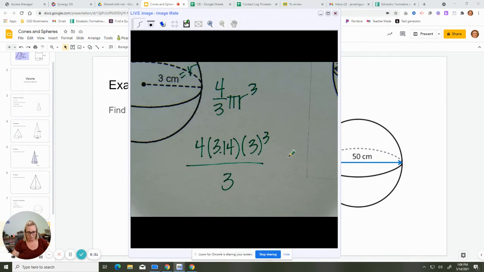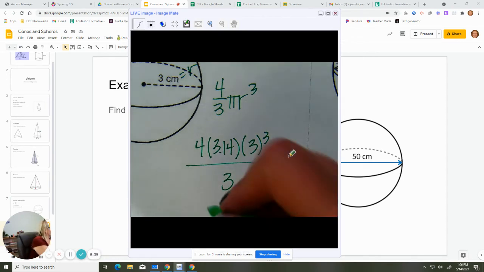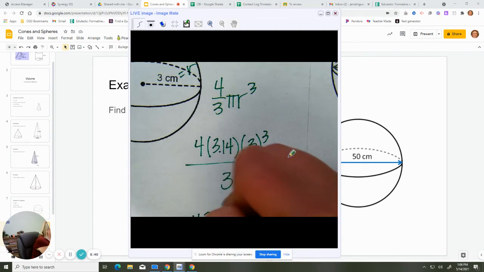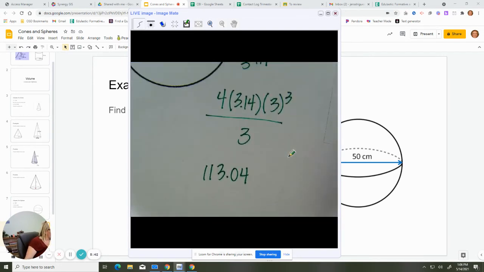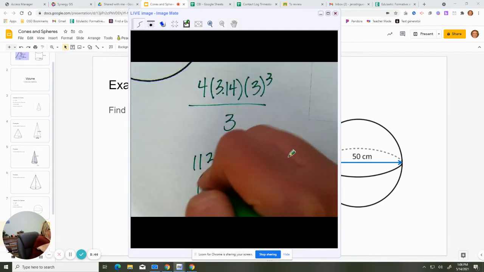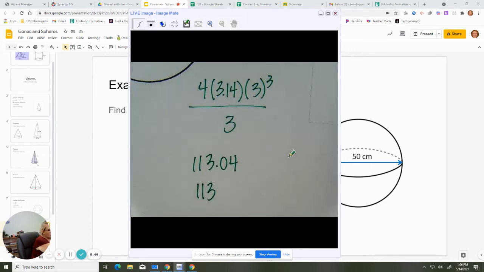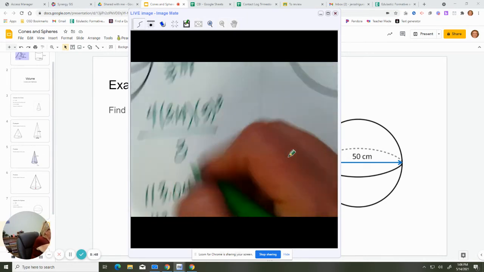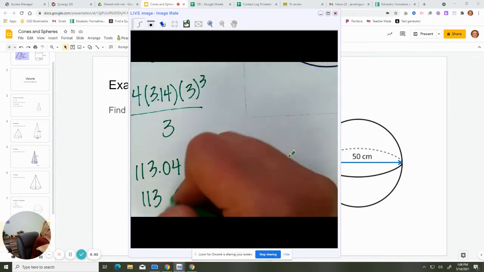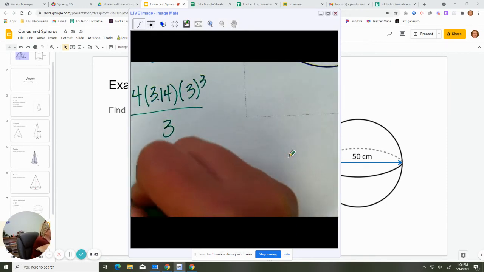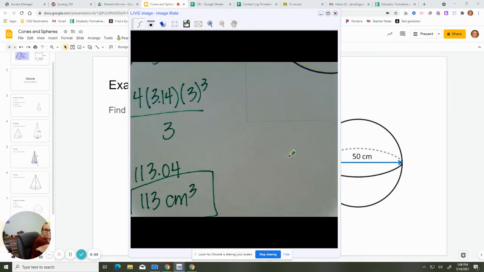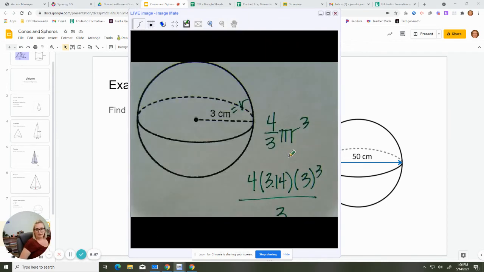4 times 3.14 times 3 to the third power, all divided by 3, and you should get 113.04. And if we were rounding to a tenth, we would just say 113. You don't even have to put 0.0. And because we are in centimeters, this would be centimeters cubed for this problem. Okay, so that's a radius.